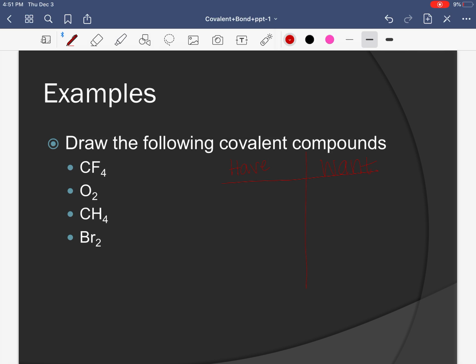So let's look at this first example, CF4. I'm going to start with carbon. Carbon has 4 valence electrons. Carbon wants 8 valence electrons. Fluorine has 7 valence electrons, wants 8 valence electrons. You have 4 fluorine atoms, so I'm just going to repeat this until I have 4.